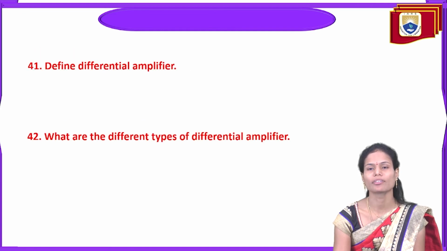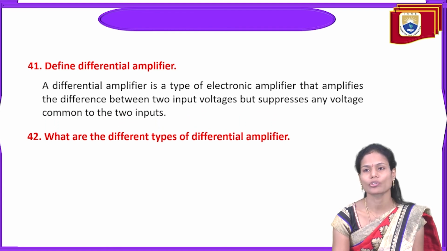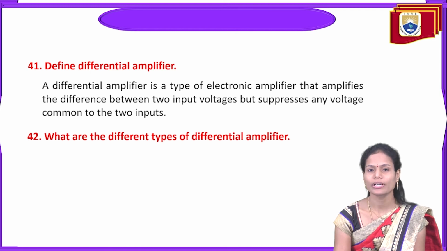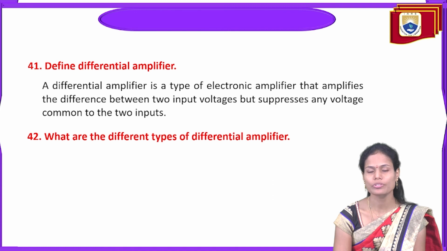And next, define differential amplifier. The differential amplifier is an electronic amplifier which will amplify the difference of the two input voltages provided across its two input terminals, and it will suppress any common voltages provided to the two input terminals. In the case of a differential amplifier, we have two inputs, but the two inputs provide two different voltages. So the difference of the two applied voltages is amplified.